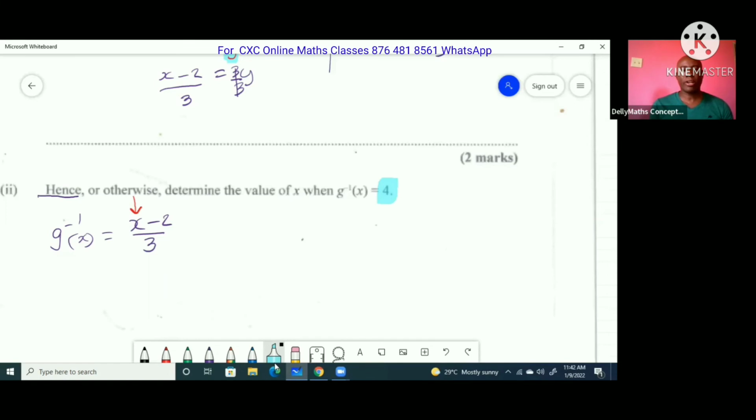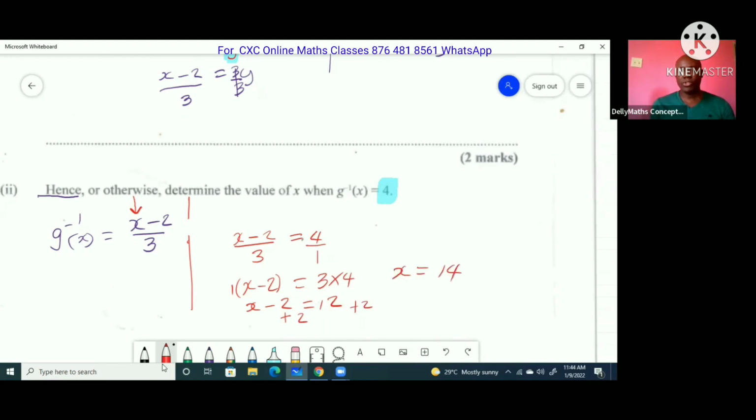Now let's go ahead and work it out. So I'm saying x minus 2 over 3, let that equal to 4. So in solving, I could put this over 1. I could cross multiply. So I could say 1 times x minus 2 is equal to 3 times 4. So anything times 1 remains the same. So x minus 2 is equal to 12. And then how do I get this out? I'm going to be adding 2 to both sides. Definitely x is equal to 14. So what the solution is saying is that if x is equal to 14, then the inverse of g of x is 4.